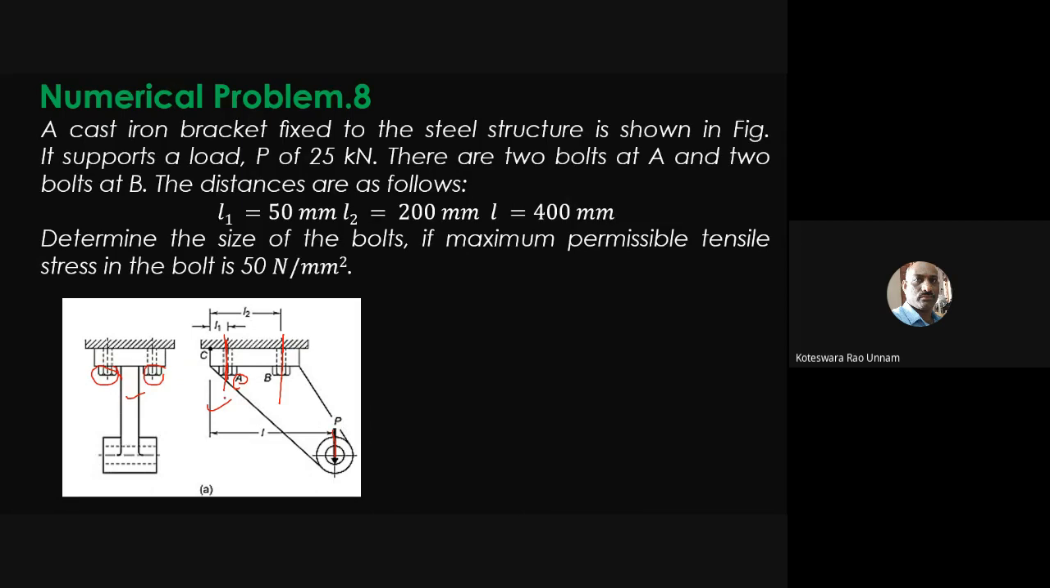So that is clear, and the distance of the bolt axis from the tilting point is also given. This is the tilting point here because of this load. The distance from the tilting point to the axis of bolt A is L1, and the distance between the axis of bolt B and this tilting point is taken as L2. L1 is given as 50 mm and L2 as 200 mm.